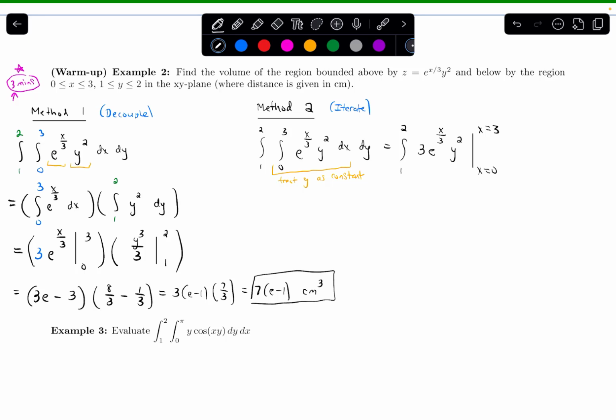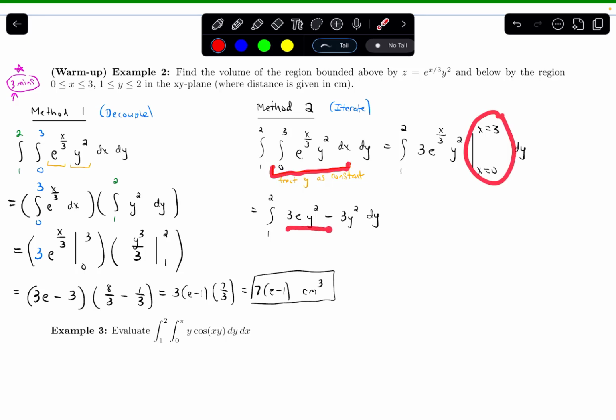And then I got my outer dy. So if I plug in, I'll get integral from 1 to 2. And if I plug in 3, we'll get 3e y squared, minus, if you plug in 0, we'll just get 3y squared. And then dy. So notice that once we've done the dx integral and plugged in, all the x's should be gone. If they're not, we made some mistake.